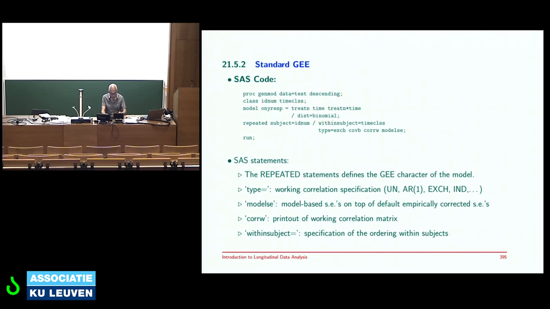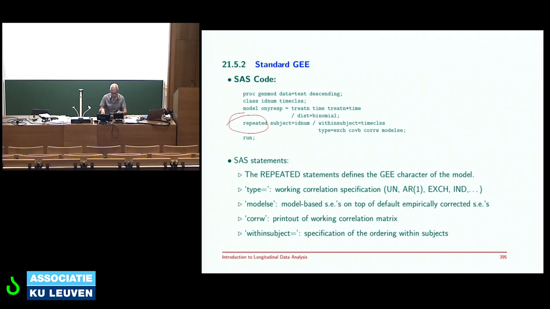The repeated statement is very important, of course, because the repeated statement changes the ordinary logistic regression into generalized estimating equations. I could ask the question, what does repeated do in SAS? The answer is, you don't know until I tell you what procedure I'm talking about. Because, for example, repeated in MIXED is for serial correlation. Repeated in GLM is for repeated measures ANOVA. Repeated here is for GEE and for alternating logistic regression.